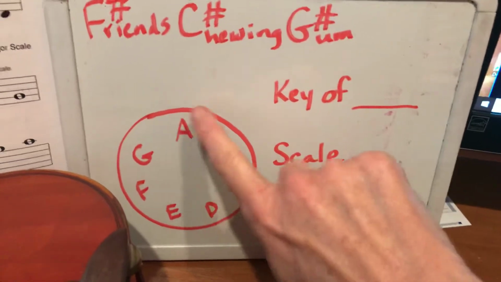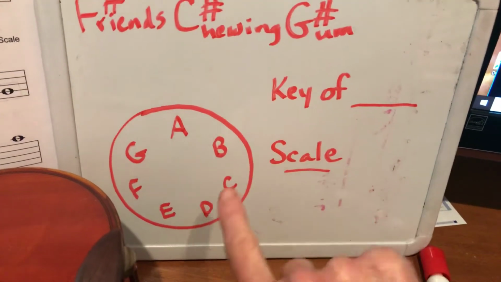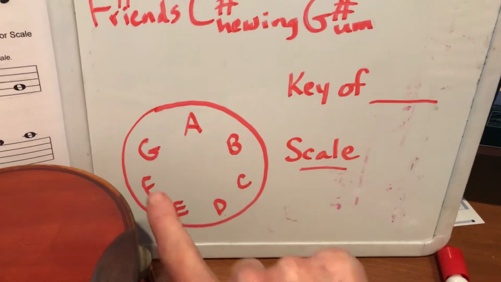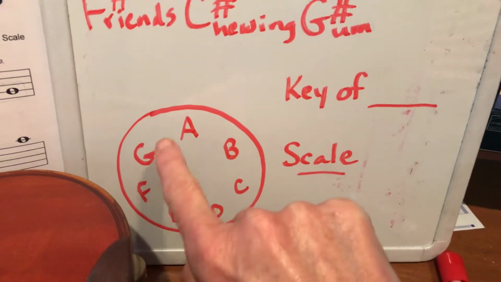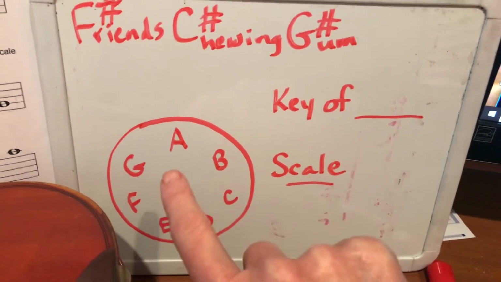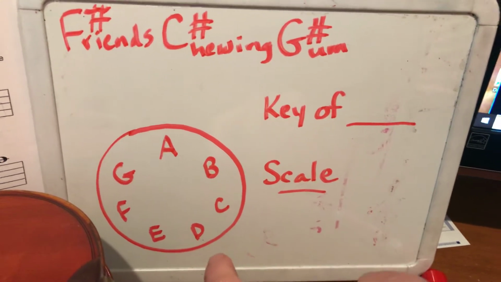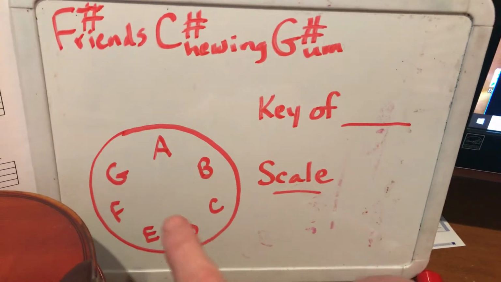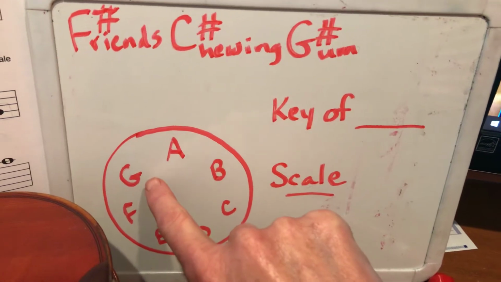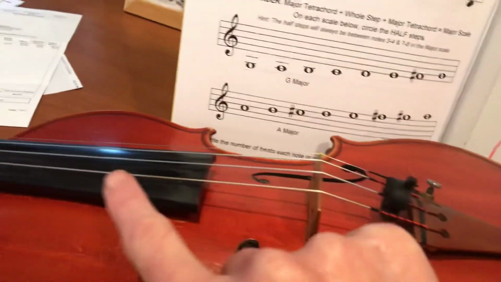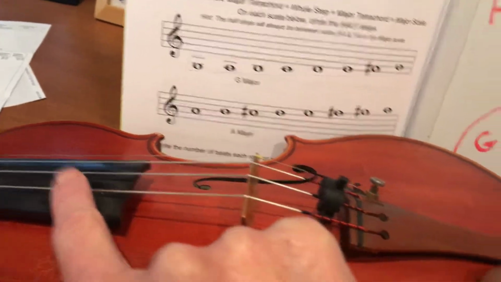This is my circle of the musical alphabet. A, B, C, D, E, F, G, and after G comes A. Whenever we play a scale, we are in the key of whatever the first note is. So let's take the key of G. And remember, back here on our violin, we know that the key of G has 1 sharp.